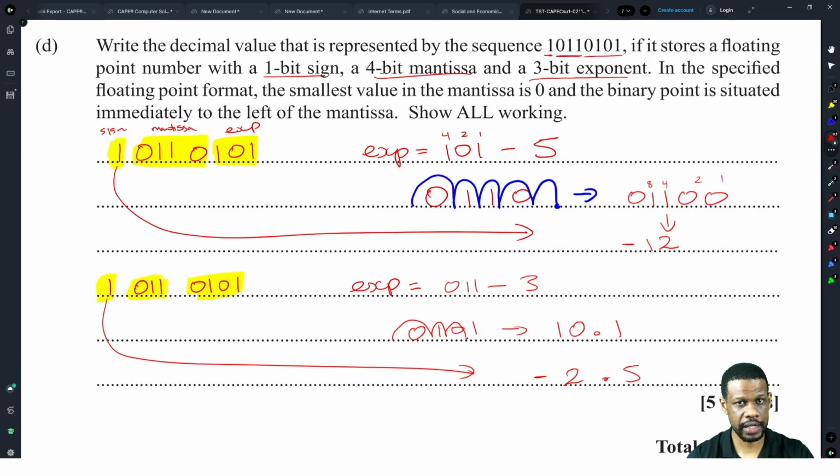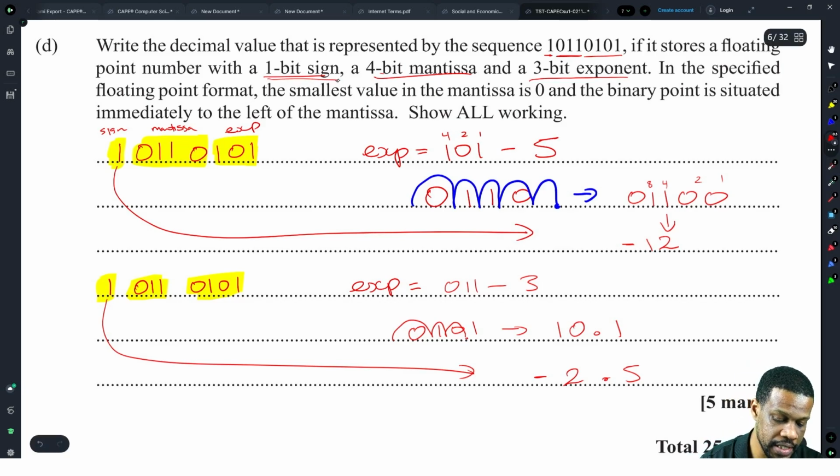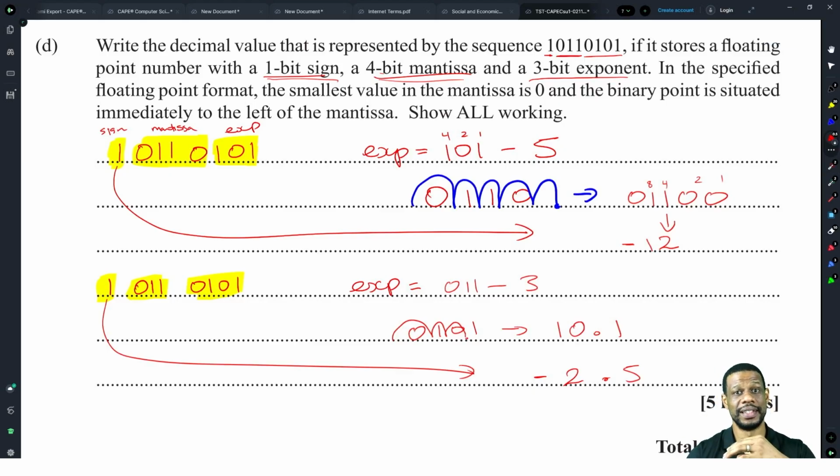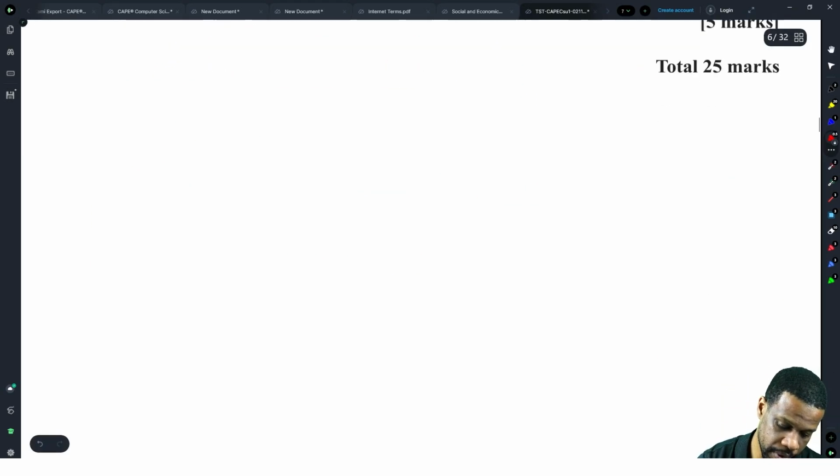If you see a question like this, I believe that they would have to cater for the way that they stated the question, where they said 1-bit sign, 4-bit mantissa, and 3-bit exponent. If you followed that pattern, then you should be okay. But normally, anytime you have to do any questions with decimals and binary, you always have the sign bit, then the exponent, then the mantissa, which is the second way that I did it, right? So that's how you get the decimal number.